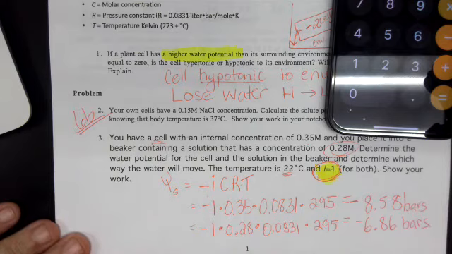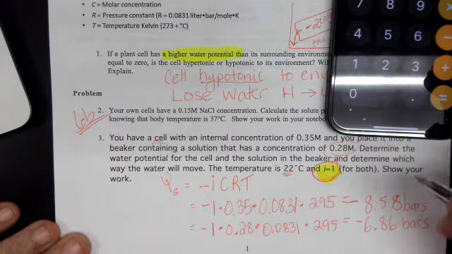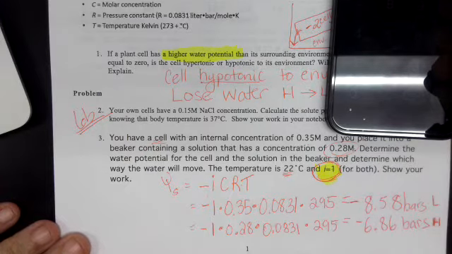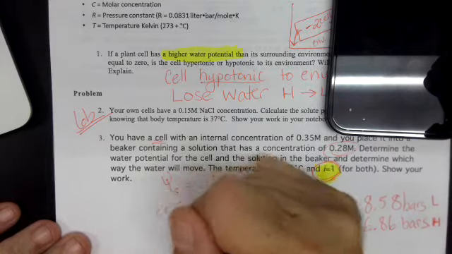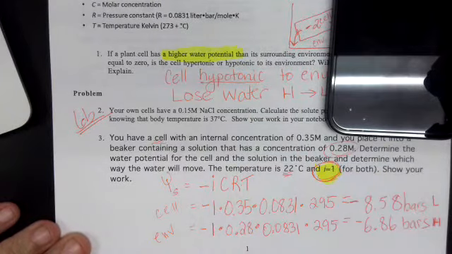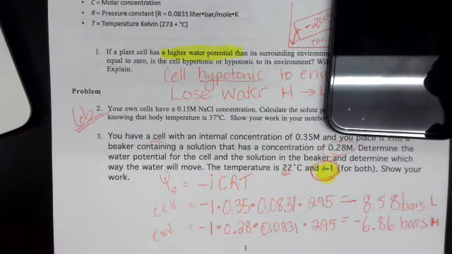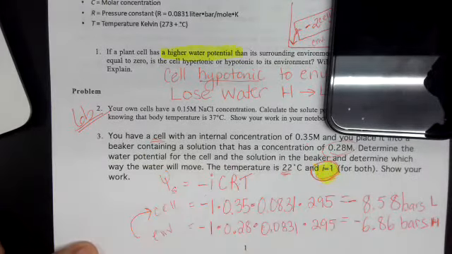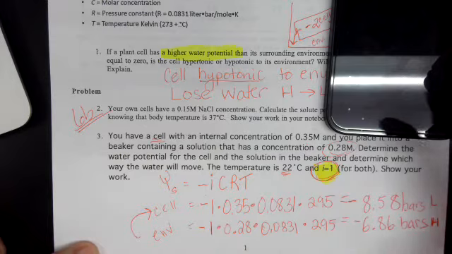And now we have to ask ourselves which one of these has a higher solute potential and which one has the lower. So we have a -8.58 versus a -6.8. So this is the higher number and this is the lower number. So water is going to move from, this must be the cell, and this is the environment. So that water is going to move from the environment to the cell. Okay. I think that's that on that question.